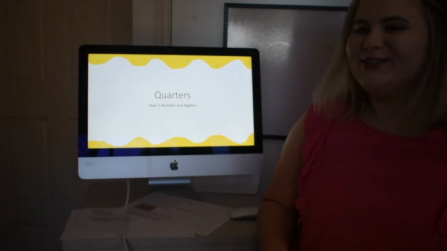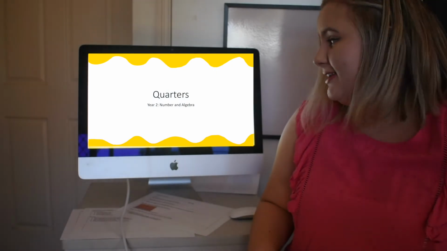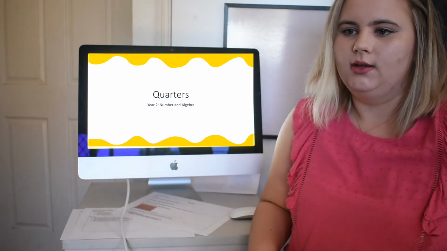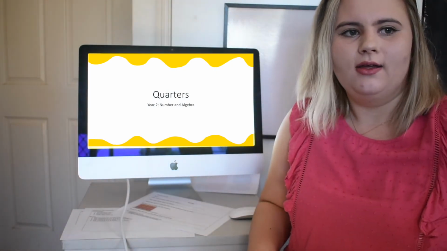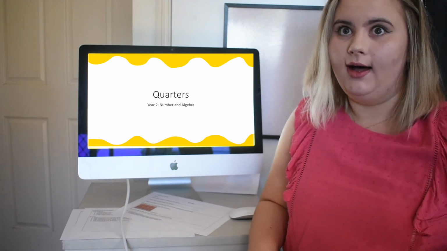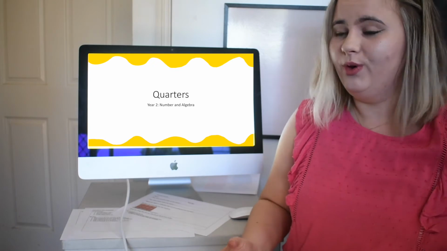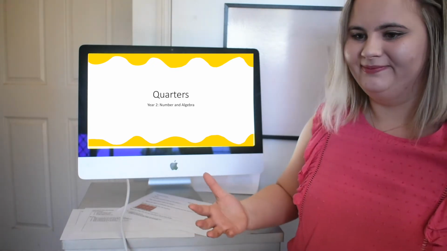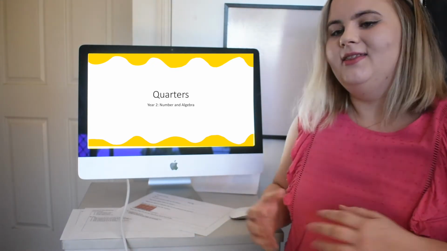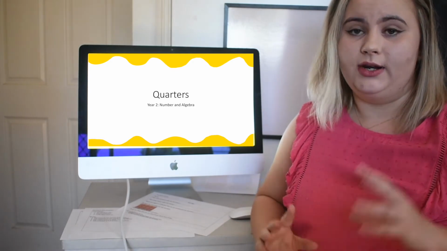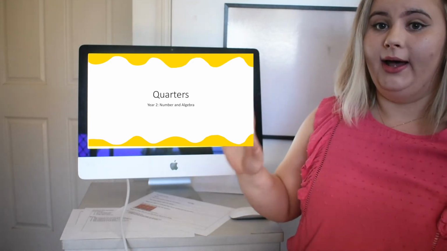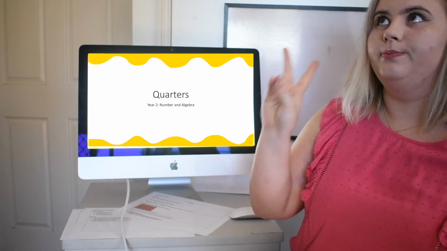Alright, good morning year 2. Today's lesson is about quarters. Now, before I start, last lesson we learnt about halves. So can anyone tell me what a half is or what they know about halves? Yes, that's right. A half is when an object or collection are partitioned into two equal parts.